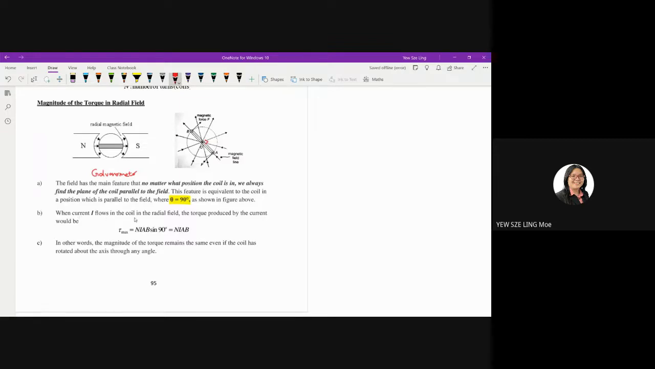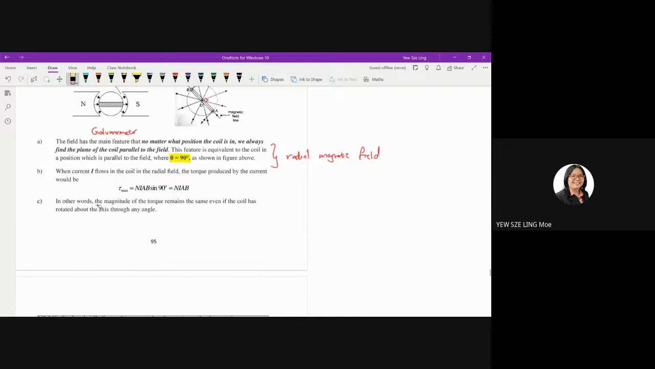So when the current I flows in the coil in the radial field, the torque produced by the current will be torque equals NIAB sine 90 degrees. This is only valid if you have a radial magnetic field. So it will always give you 90 degrees. You will have a lot of angles, of course, because it's radial. The magnetic field is coming in all directions, here, here, here. But one of them will give you 90 degrees, and that is the maximum value that we want.